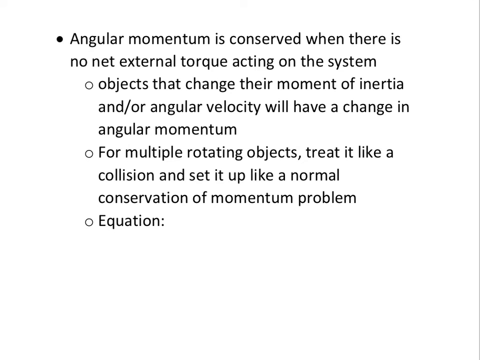Okay. Angular momentum is conserved when there is no net external torque acting on the system. So just like our linear momentum was conserved when there were no external forces outside of the system, angular momentum is conserved when there's no external torque. And angular momentum being conserved means two things can happen. First, it can be a single object that has a change in moment of inertia or a change in angular velocity. So either I changing or omega changing would give you a change in angular momentum, or you could have a collision.